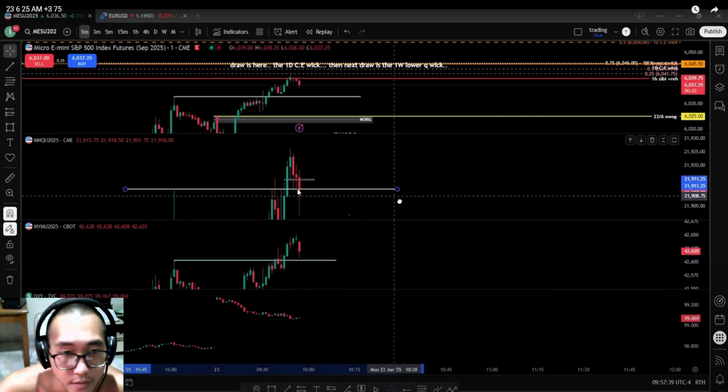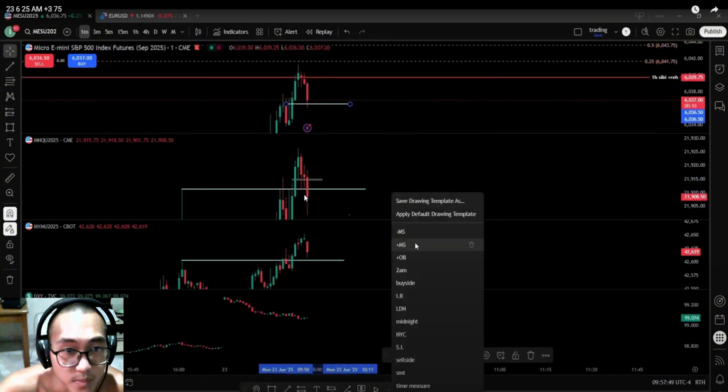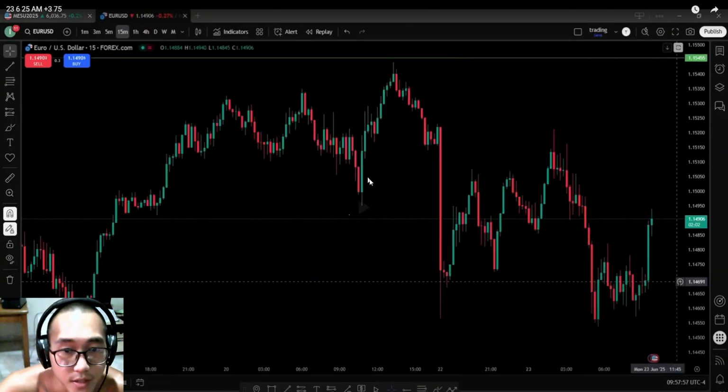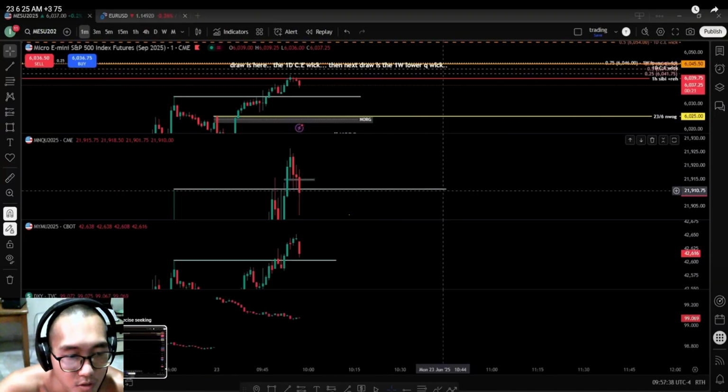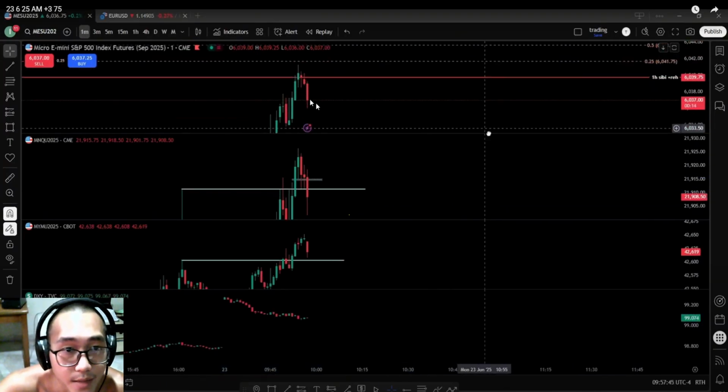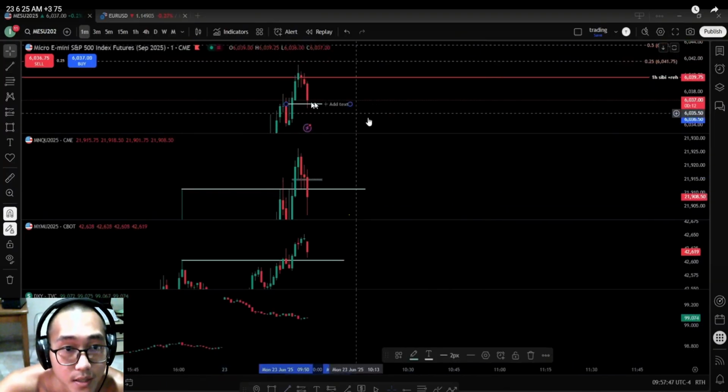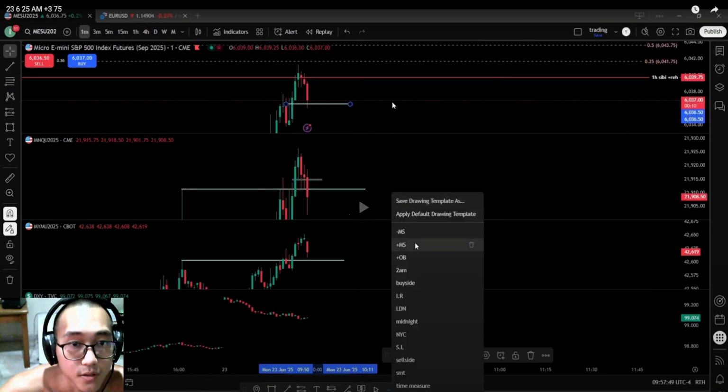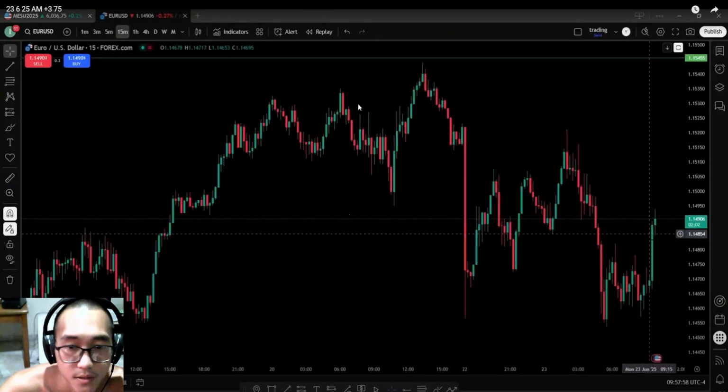Okay, so at 9:57, we got that displacement rejection down, and as you can see, I drew this as an order block, which I just explained to you guys that I'm going to see as an order block. We shall see why, because just now I said we trade to this PC, so this is seen as an order block. So let's come back and see.